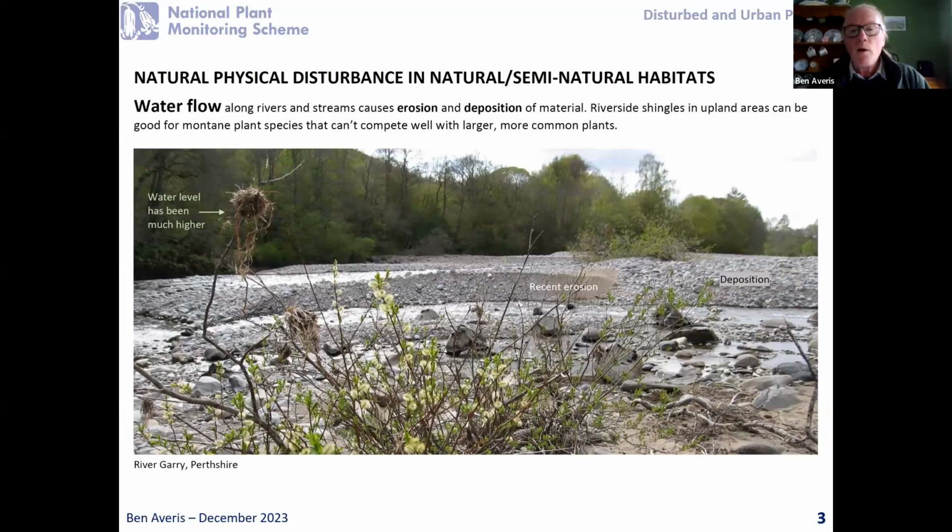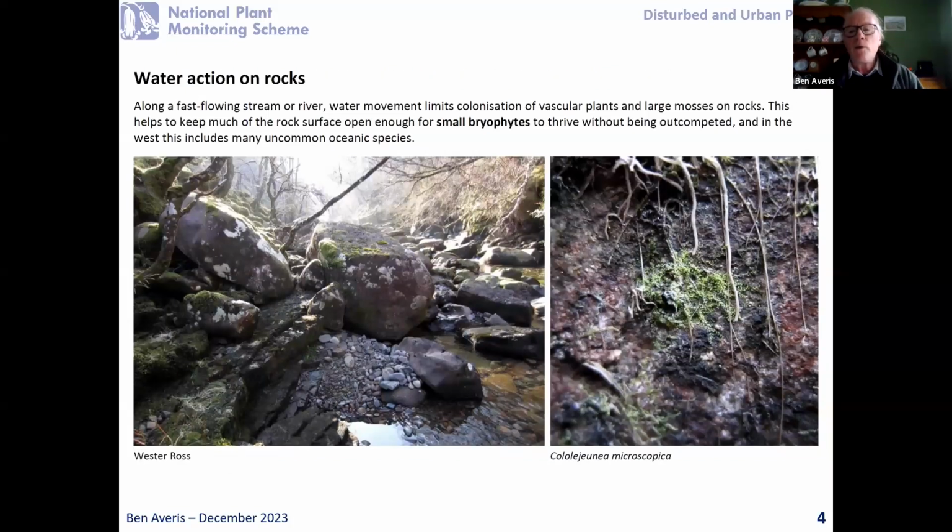And we also have the actual effect of stream water directly on the rocks, which has quite an interesting effect. If we look at fast flowing streams and rivers in upland areas, especially, the actual water action directly on the rocks prevents a lot of the bigger mosses and liverworts and vascular plants from being able to get a foothold on there. They keep getting washed off.